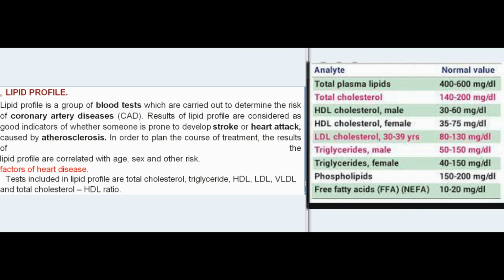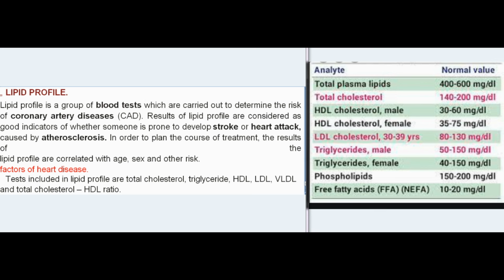Lipid Profile. Lipid profile is a group of blood tests which are carried out to determine the risk of coronary artery diseases, CAD. Results of lipid profile are considered as good indicators of whether someone is prone to develop stroke or heart attack, caused by atherosclerosis. In order to plan the course of treatment, the results of the lipid profile are correlated with age, sex, and other risk factors of heart disease.